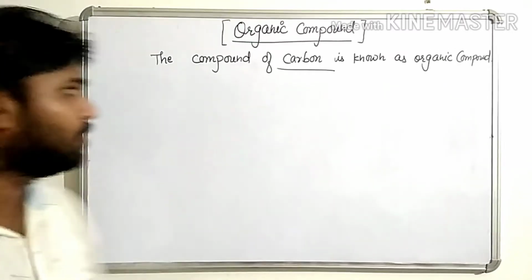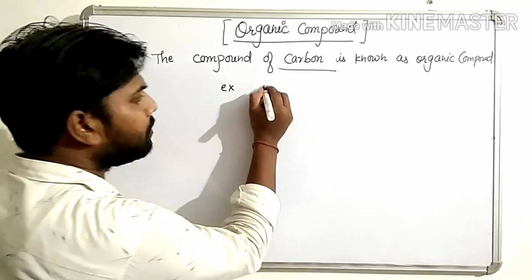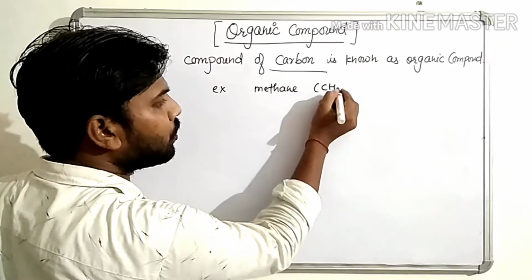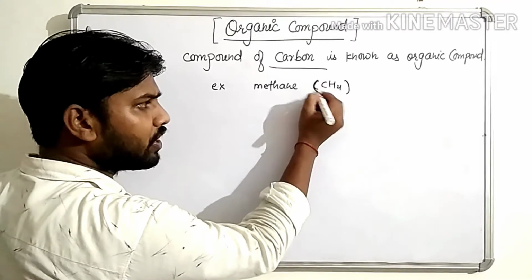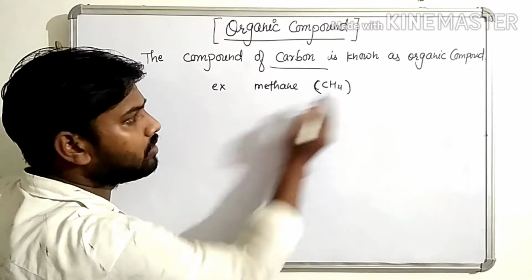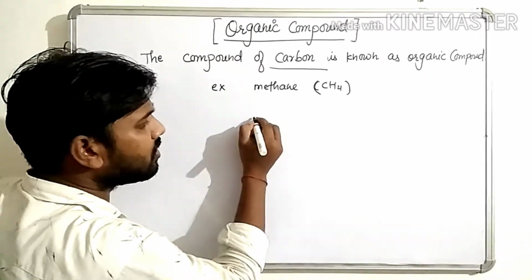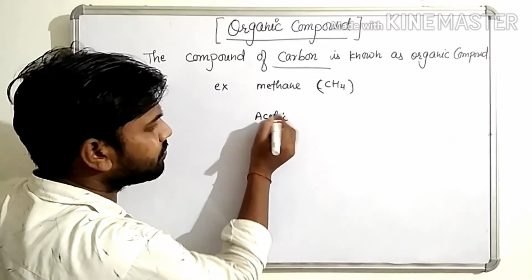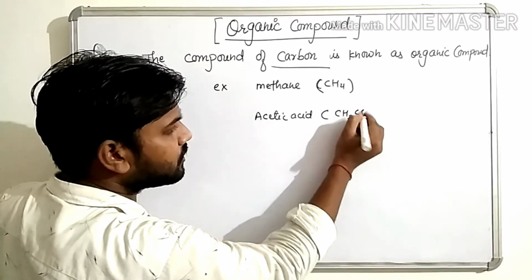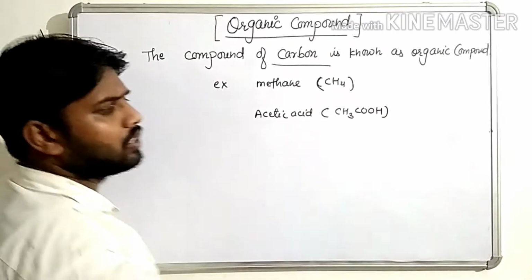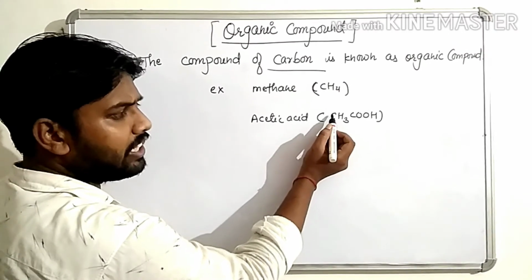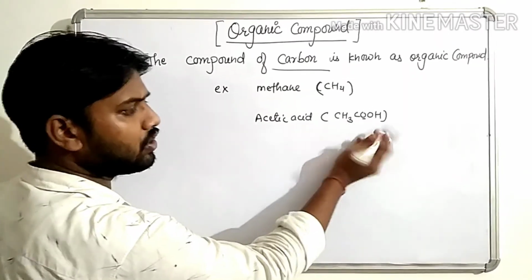Okay, for example, methane. Its chemical formula is CH4. This is an organic compound in which carbon is linked with hydrogen. Okay, acetic acid means CH3COOH. Here this is also an organic compound. Carbon is linked with hydrogen and oxygen.